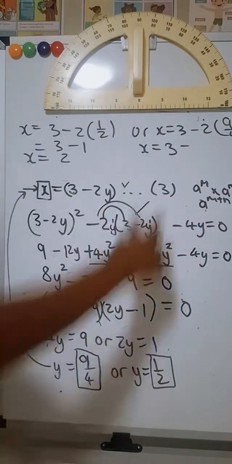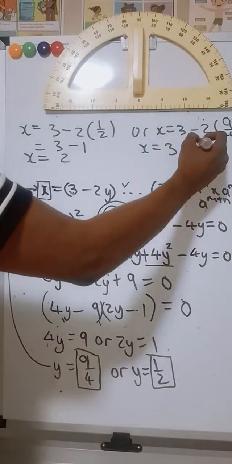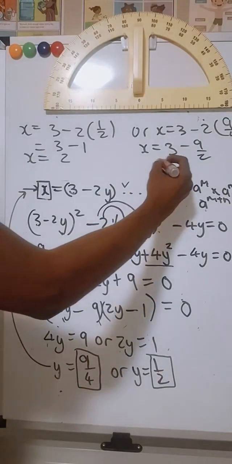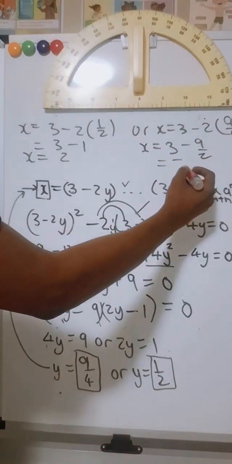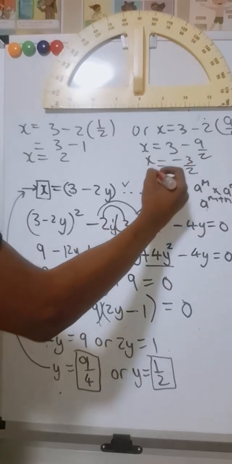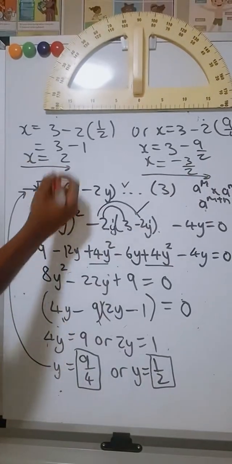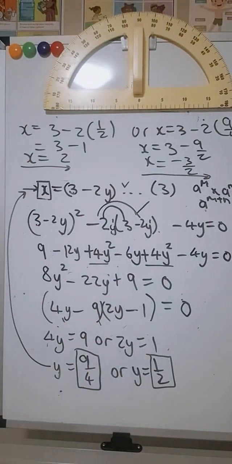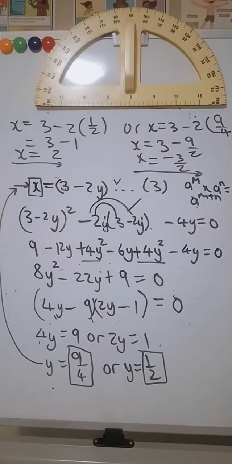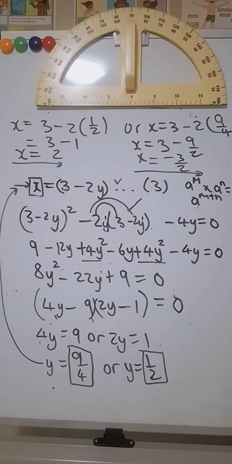2 times 9 over 4. 2 goes into 4 2 times. So we have 9 over 2. Then of course we are going to get negative 3. So the y values are 9 over 4 and 5. Then our x values are negative 3 over 2 and 2. Okay. That is that. Solving simultaneously.